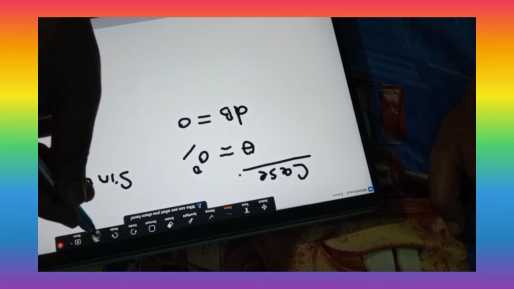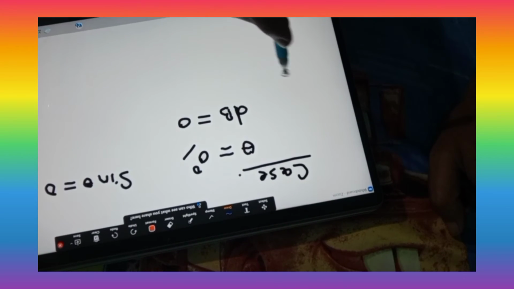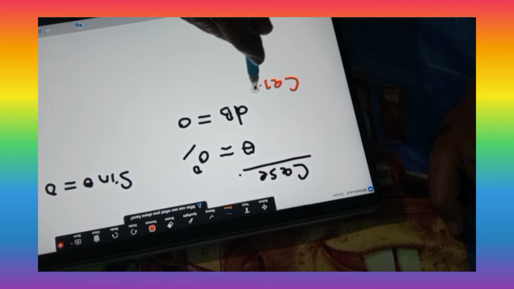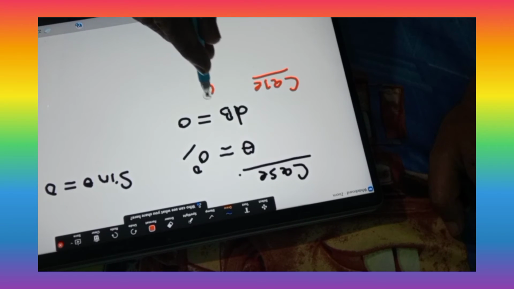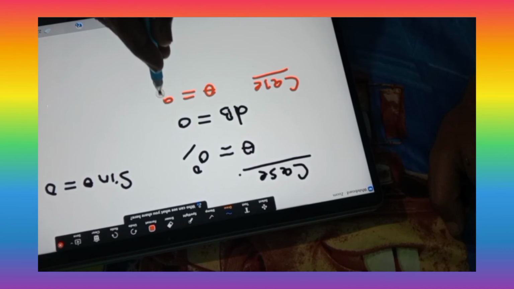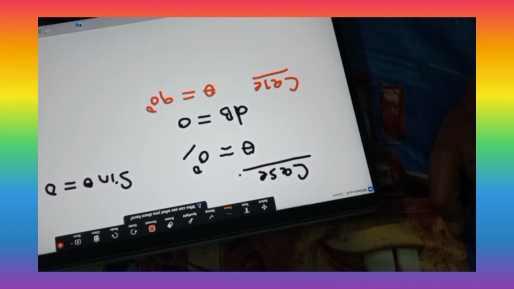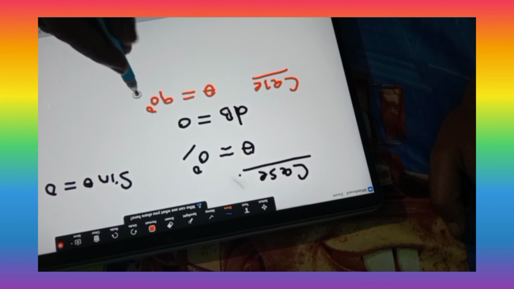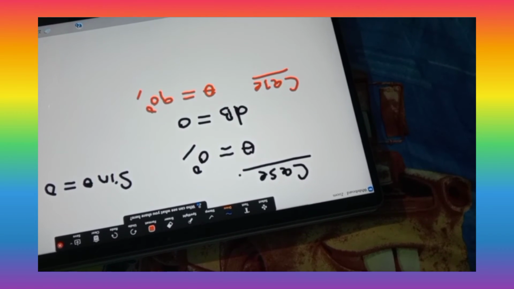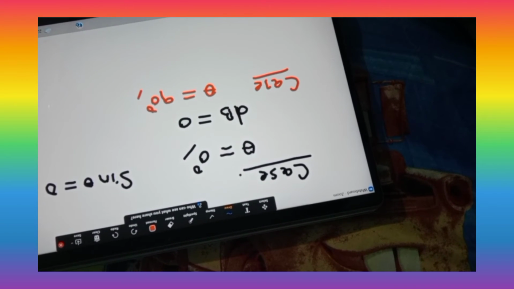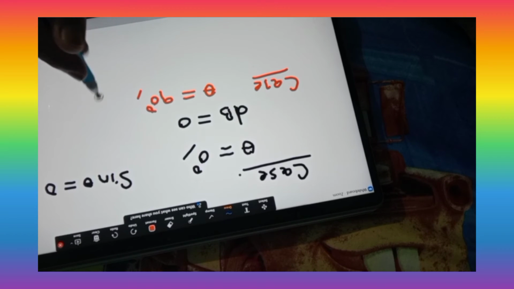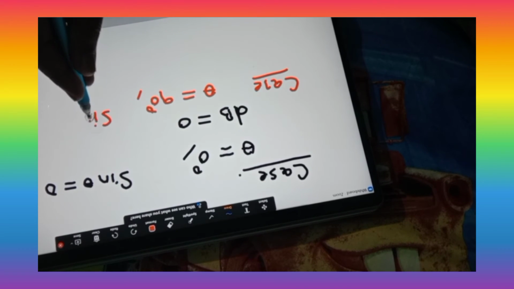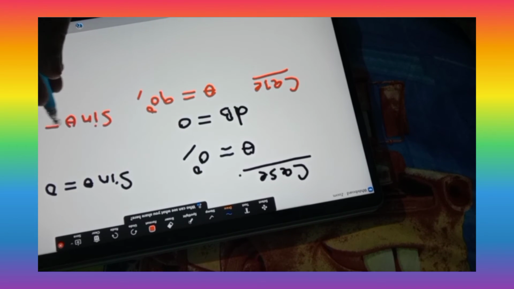Another case we can discuss: suppose theta is equal to 90 degree. That means the position vector of the point P is perpendicular to the current element. Then in this case, sin theta is equal to 1.